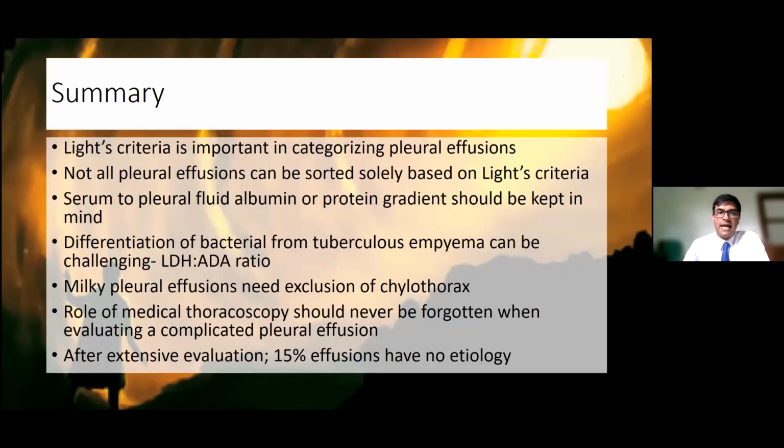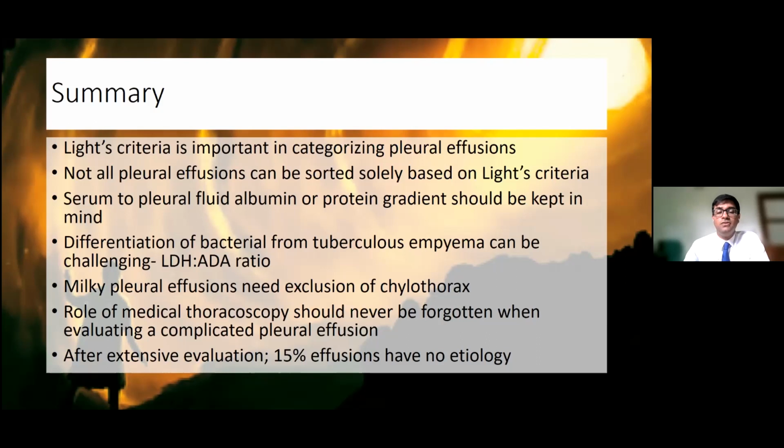So in summary, Light's criteria is important in categorizing pleural effusions, and not all pleural effusions can be sorted solely based on Light's criteria. Then the serum to pleural fluid albumin or protein gradient should be kept in mind in handling congestive cardiac failure effusions. Then differentiation of bacterial from tuberculous empyema can be a challenge where you have to use the LDH to ADA ratio. The milky pleural fluid needs exclusion of chylothorax, and the role of medical thoracoscopy should never be forgotten when evaluating a complicated pleural effusion.